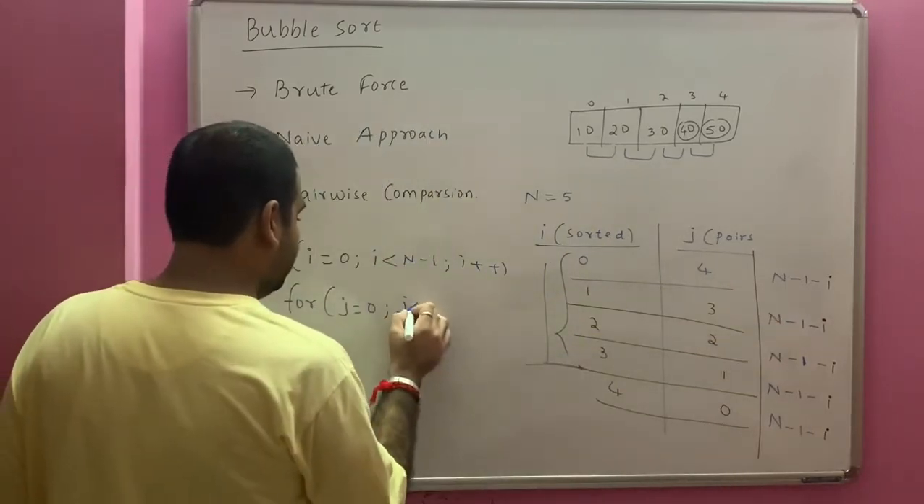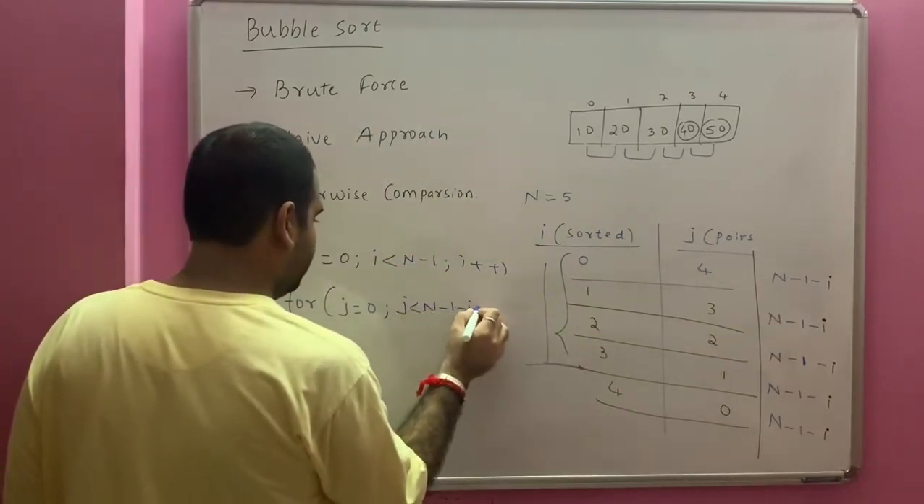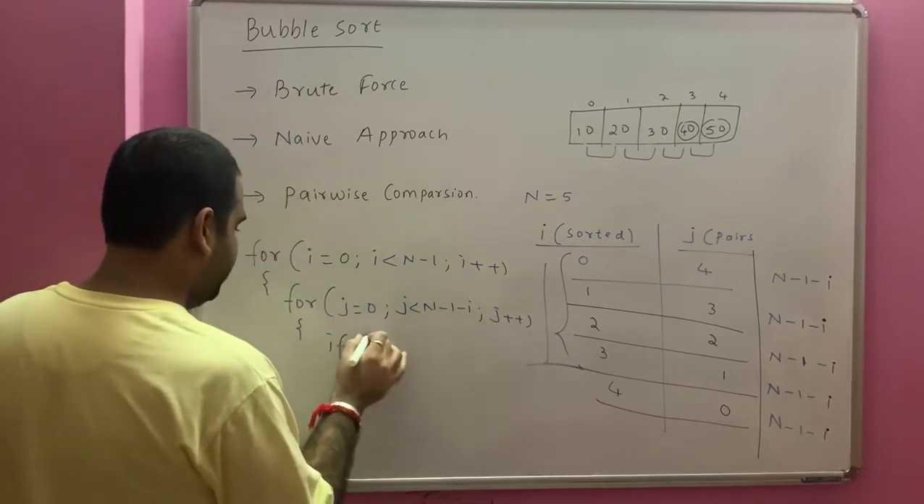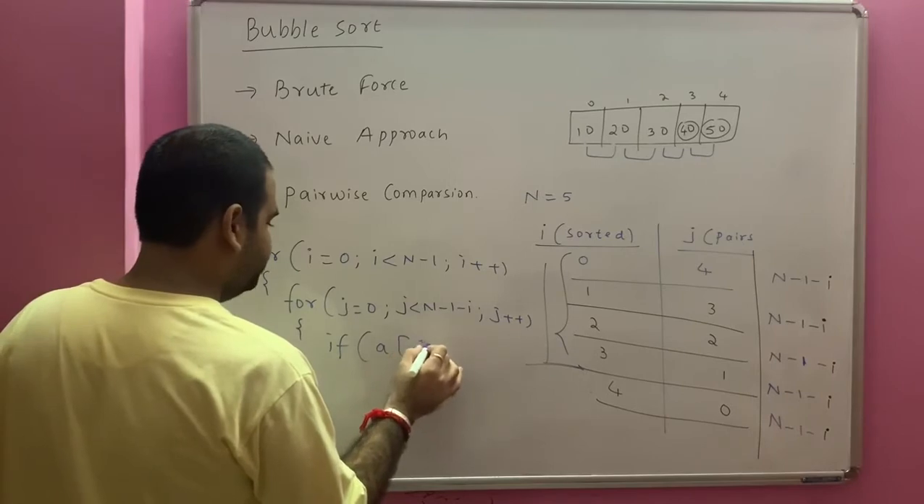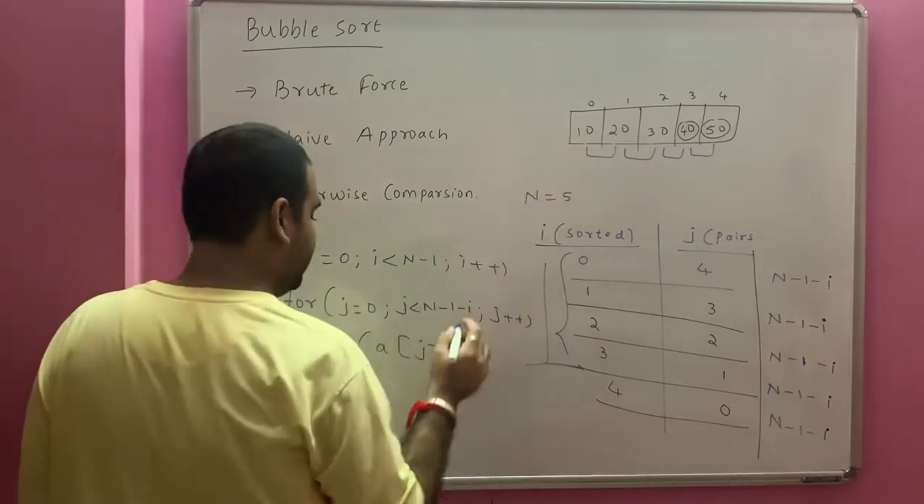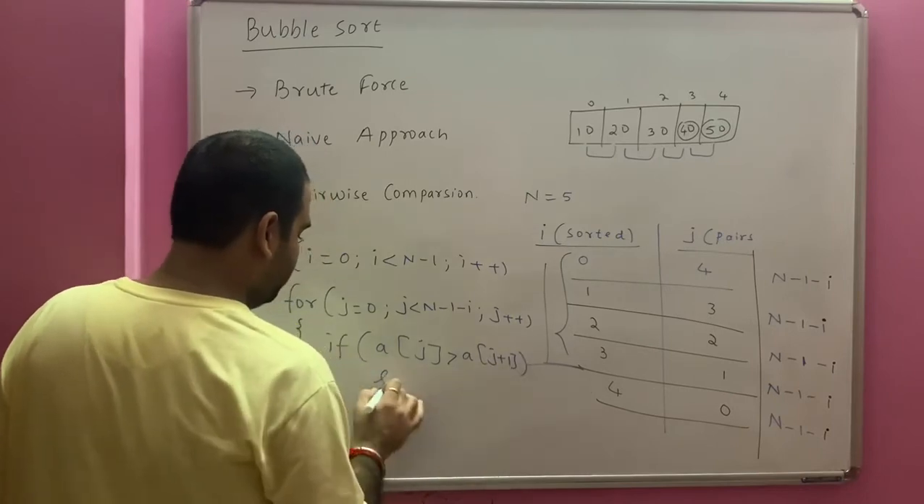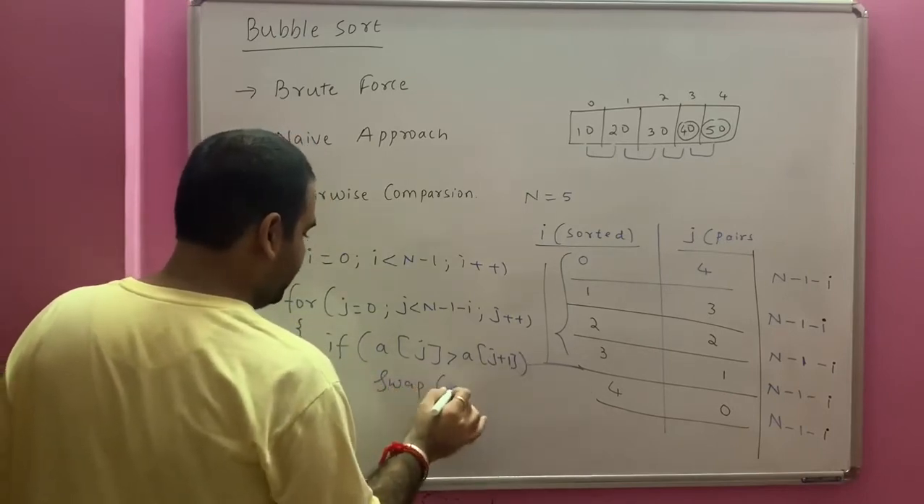We say j less than n minus 1 minus i, j plus plus. And you have to compare the pair. How do you compare the pair? If a of j, that is a of 0, is greater than a of j plus 1, then what do you do? You swap a of j and a of j plus 1.